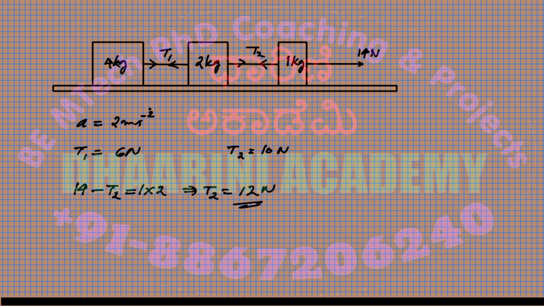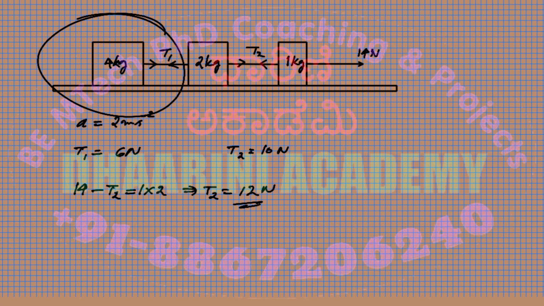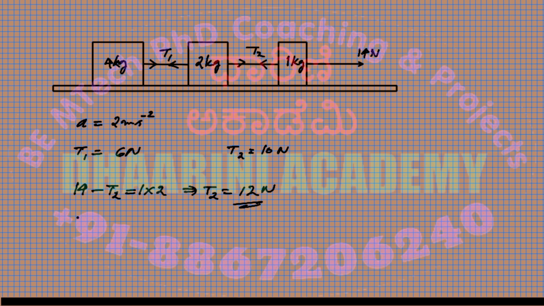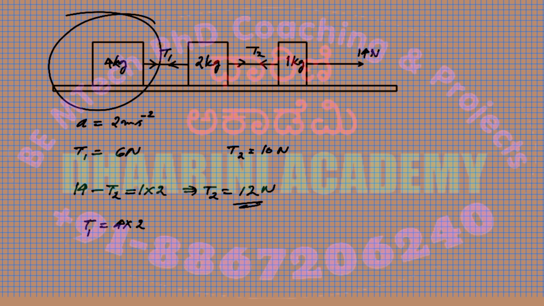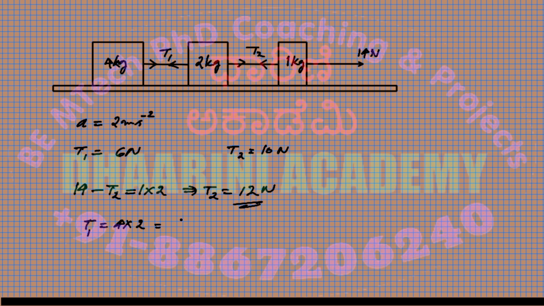Apply the same thing for the 4 kg mass to calculate T1, right? So when you do so, what happens? Net force is only one force that is going to the right, that is T1, is equal to mass into acceleration. So that is 4 into 2, correct? So that means 4 into 2 is 8. So T1 should be equal to 8 Newton, right? Is verified.